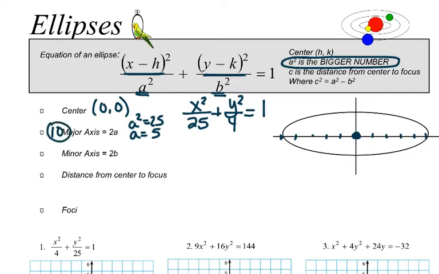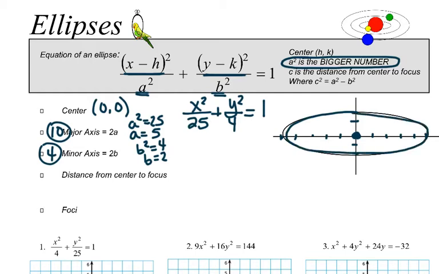The b squared is what's under the y in this case, which is 4. So b is 2. That means I'm going to go up 2, down 2. The shorter, quote, diameter is called the minor axis. Up 2, down 2 is a length of 4. And that's how I would draw my ellipse. Even though this one was drawn for you, that's how you would draw it.